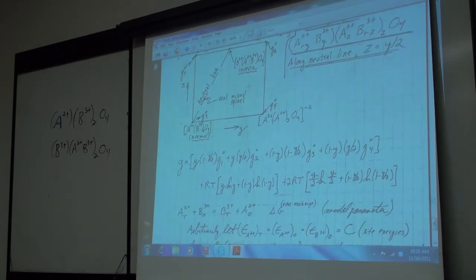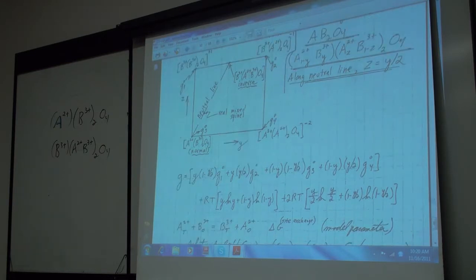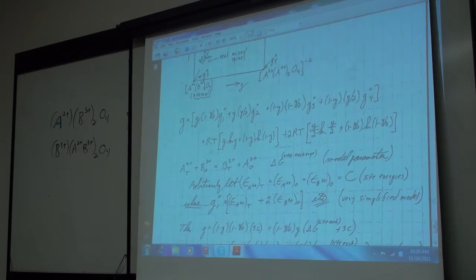Then you have your ideal mixing term, which is RT, well, and I'm not putting in these L terms. The second nearest neighbor interaction, these alpha terms or the L terms, I'm not including here. I'm dealing only with the G naughts to give you an idea. Now, the model parameter is the site exchange energy.